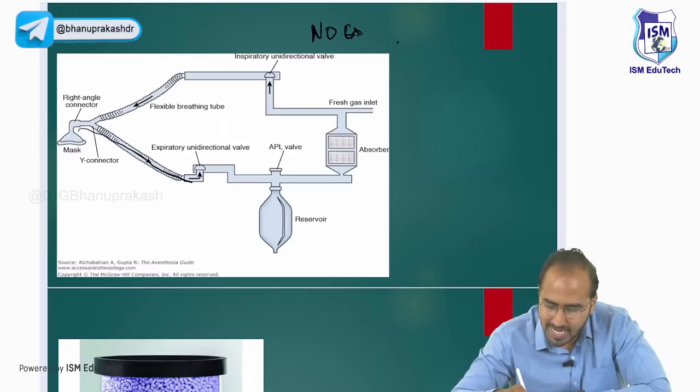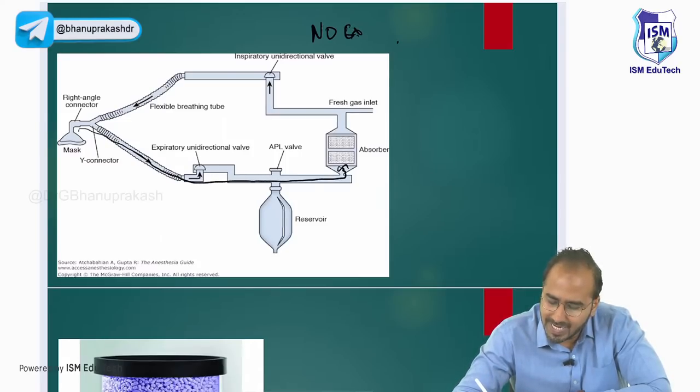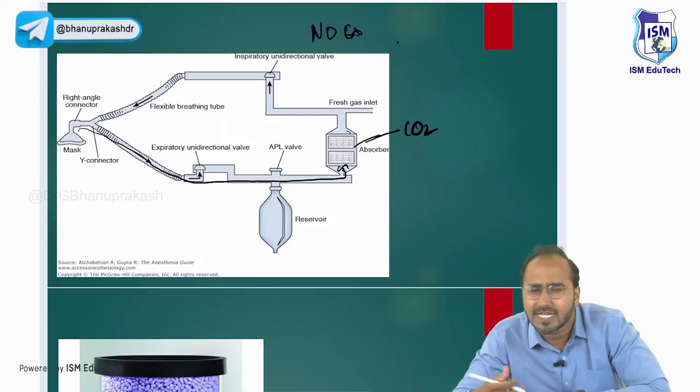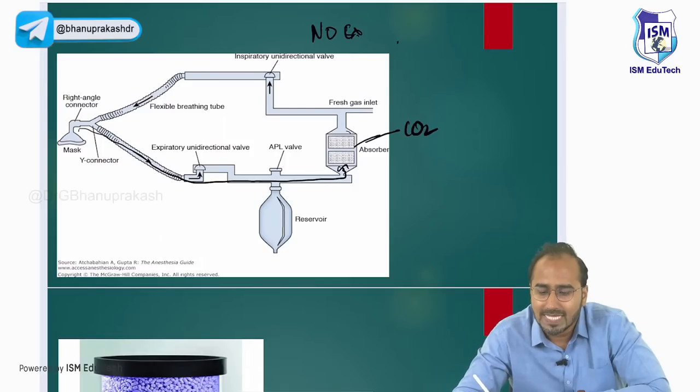The expiratory gases go into this chamber. That expiratory gas, mostly carbon dioxide, gets absorbed into this chamber. In a closed circuit, there is no expiratory valve letting out carbon dioxide. Where is that carbon dioxide going? It goes into this chamber and gets absorbed.